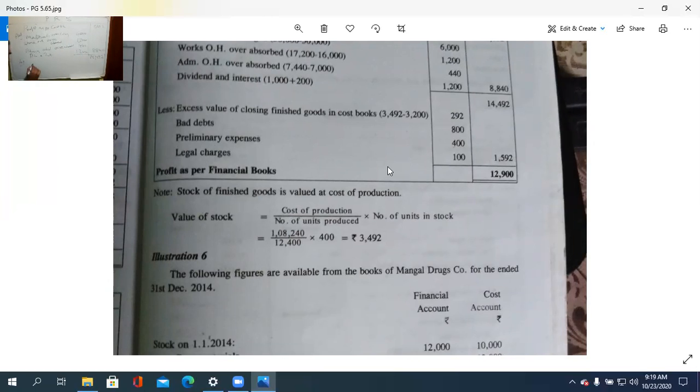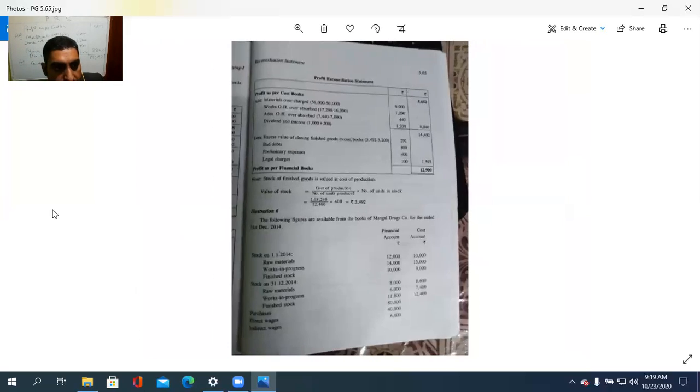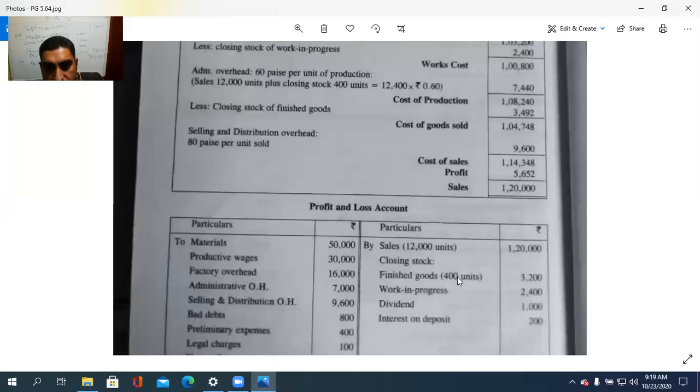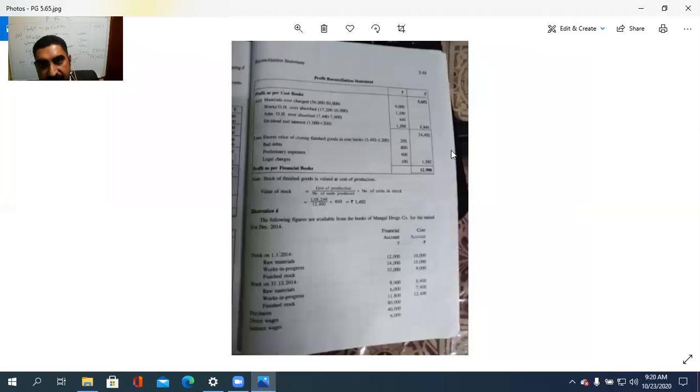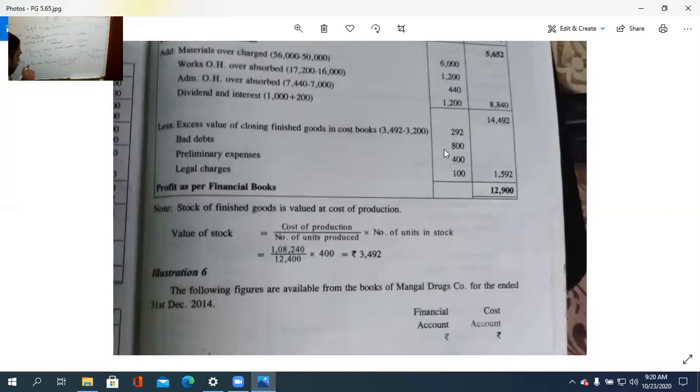Excess value of closing stock in finished goods. Closing stock of FG in cost books. Closing stock in the financial books is 3,200. Look here. Closing stock is finished goods of 400 units, it is 3,200. While finished goods closing stock in cost books is 3,492. So it is 292. There is an increase, isn't it? So that is to be deducted. So excess value of closing stock in finished goods, that is 292.